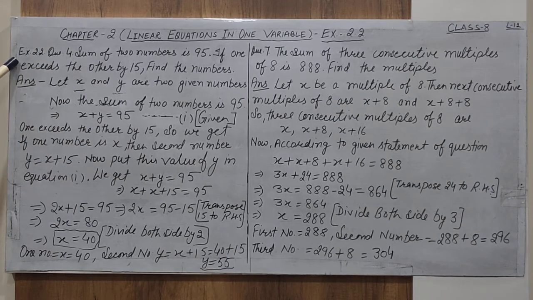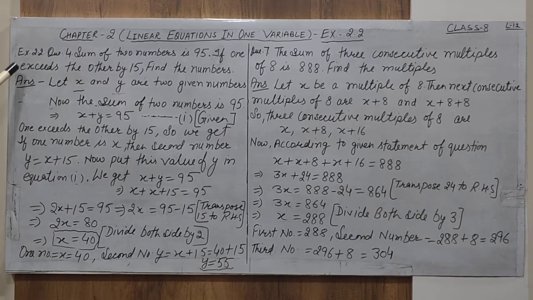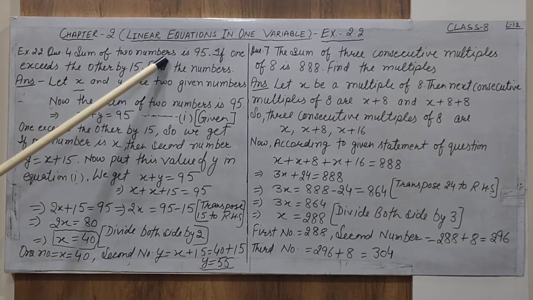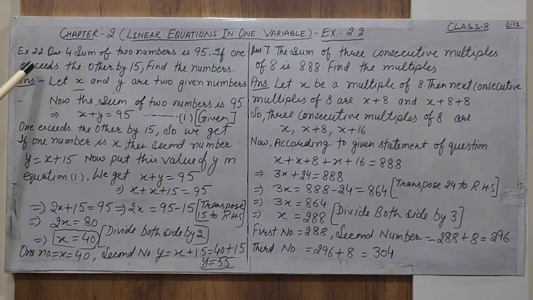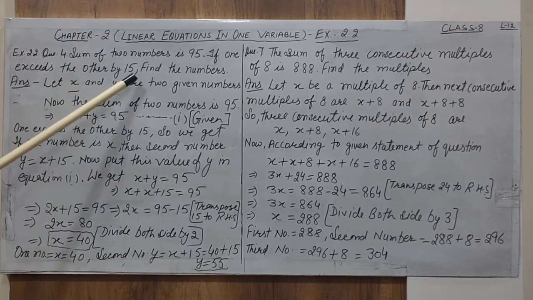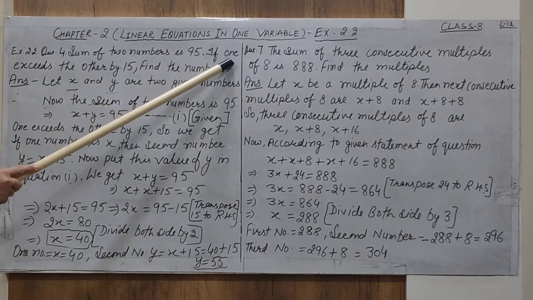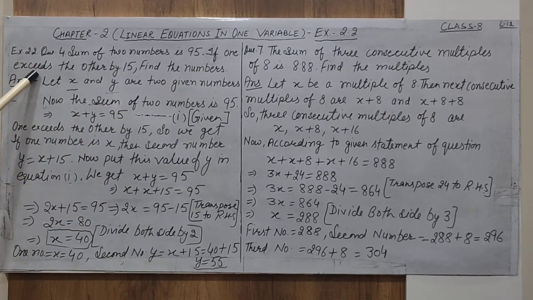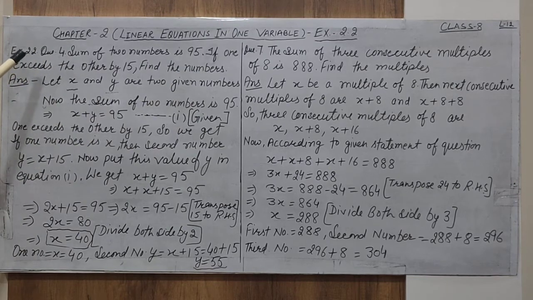The equation is developed by yourself, by understanding the statement. Let us understand the statement first of all. Sum of two numbers is 95. Second line: if one exceeds the other by 15. Here the one and the other relate to the numbers. That is, if one number exceeds, meaning is more than, the other number by 15. Find the numbers. So there are two situations related to two numbers.